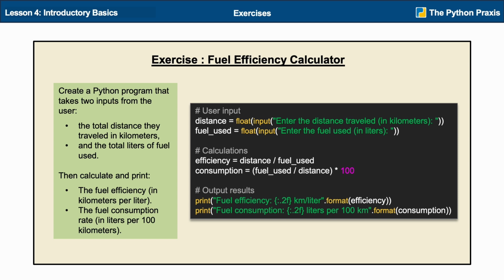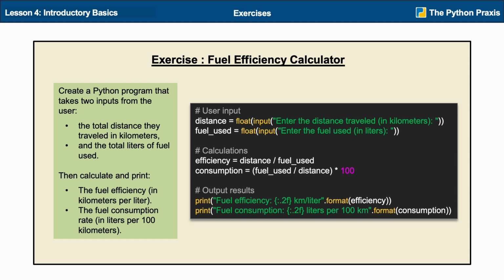Initially, we request user input. distance equals float input with the prompt "Enter the distance traveled in kilometers", fuel_used equals float input with the prompt "Enter the fuel used in liters". In the next step, follow the calculations. efficiency equals distance divided by fuel_used, and consumption equals fuel_used divided by distance times 100. And finally it prints out the results: fuel efficiency in kilometers per liter, and fuel consumption in liters per 100 kilometers. Real-world coding for real-life problems.